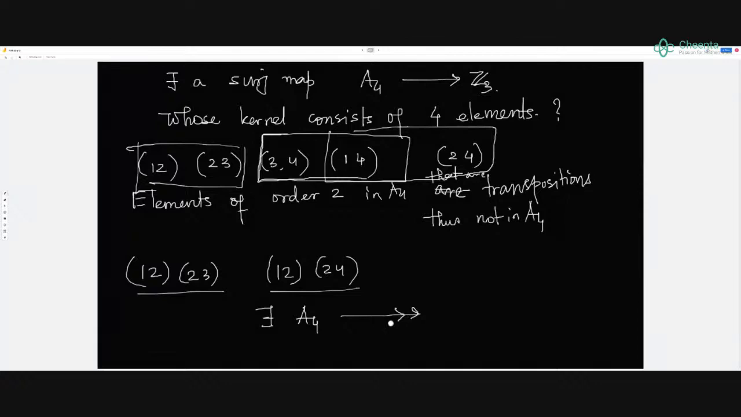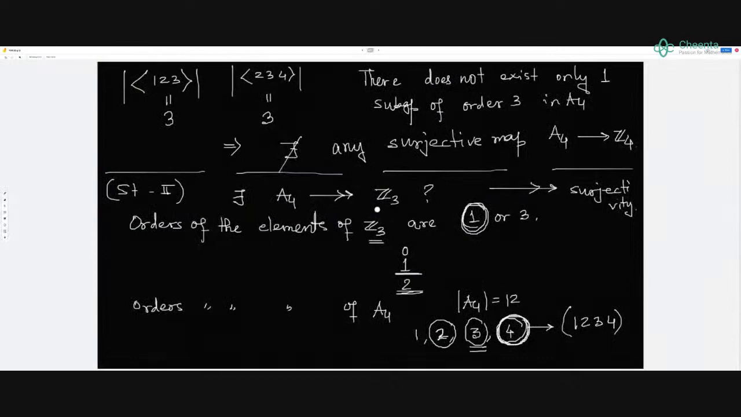So thus there always exists a surjective map from A4 to Z3, whereas there does not exist a surjective map from A4 to Z4.